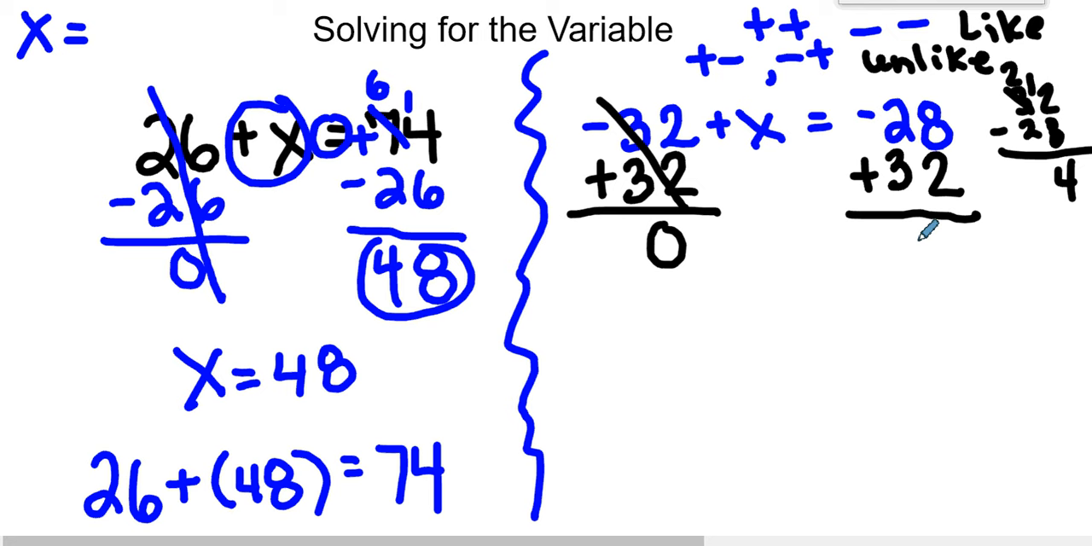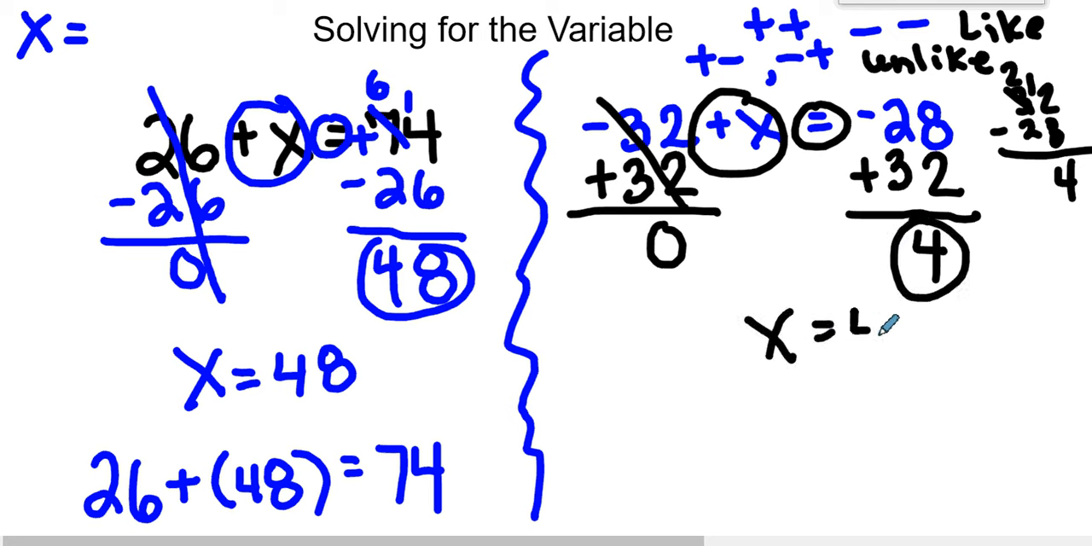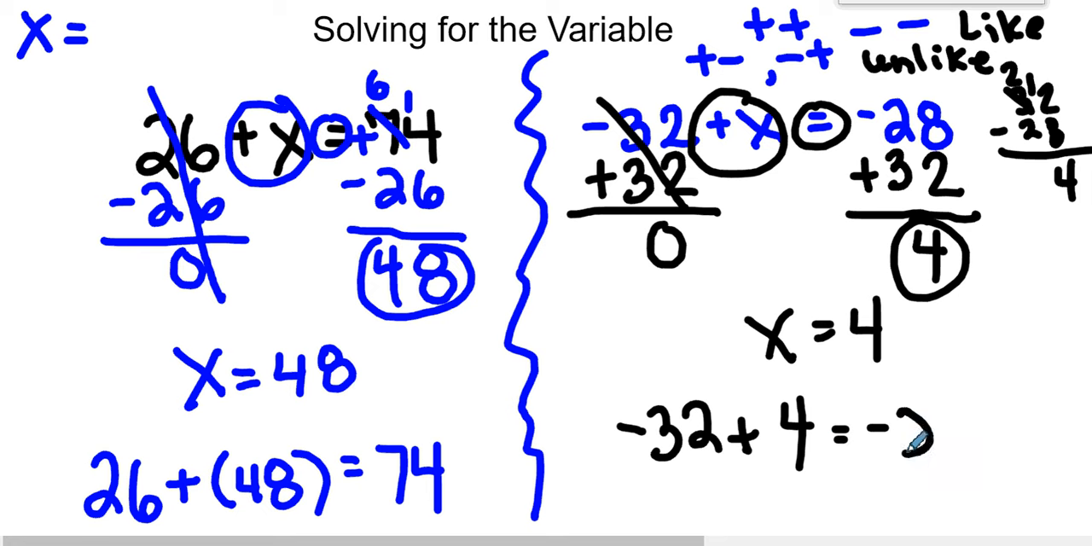So what is our answer? 4. So we got X equals, is that a positive or a negative 4? Positive. We always take the sign of the greater number. 32 is greater than 28, so it's positive. So X equals positive 4. When we put it back in, negative 32 plus a positive 4 equals negative 28. Does that make sense? Yes.